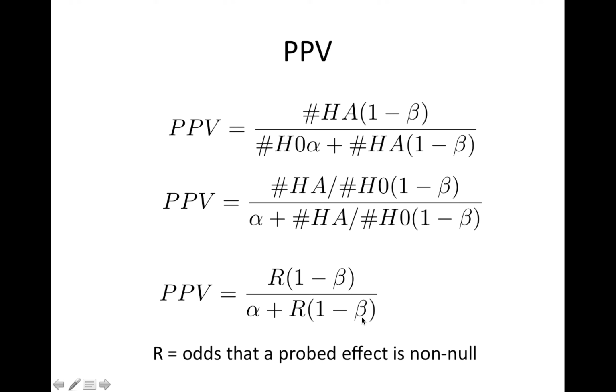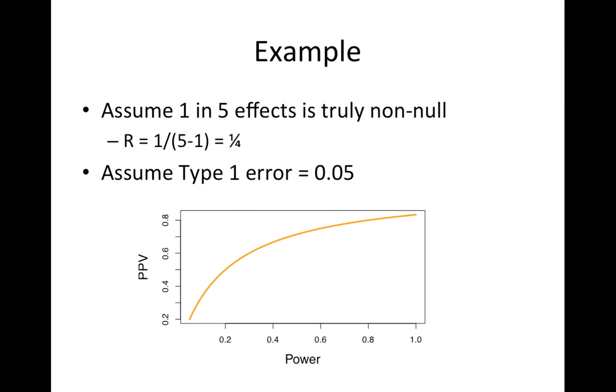So you actually need 3 pieces of information for this. Again, power we can kind of estimate. We have more strategies for that. Type 1 error rate alpha, we typically know that. And R is the most difficult part to estimate. So let me show an example here. Let's assume 1 in 5 effects is truly non-null. Then R is going to be 1 divided by 5 minus 1, because 1 in 5 effects is truly non-null and 4 in 5 are truly null, or 1/4.